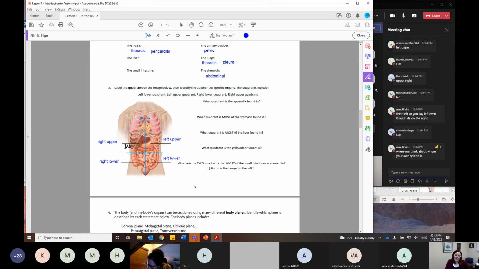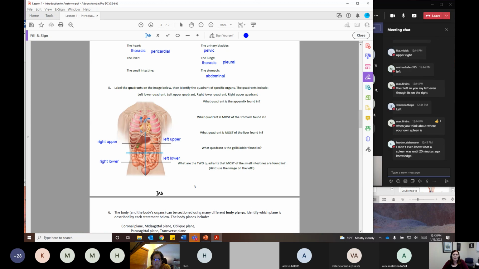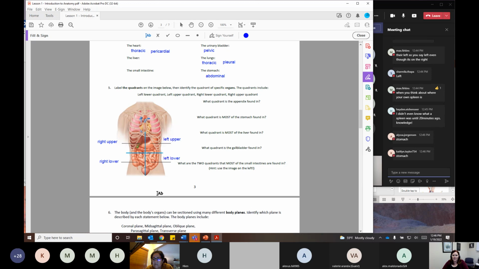So we've labeled our quadrants. The reason quadrants are important is because they matter diagnostically. If I go to the emergency room and I say, oh man, I have left upper quadrant pain, what are some of the organs that my doctor might want to check out? If I've got left upper quadrant pain, what are we looking at?